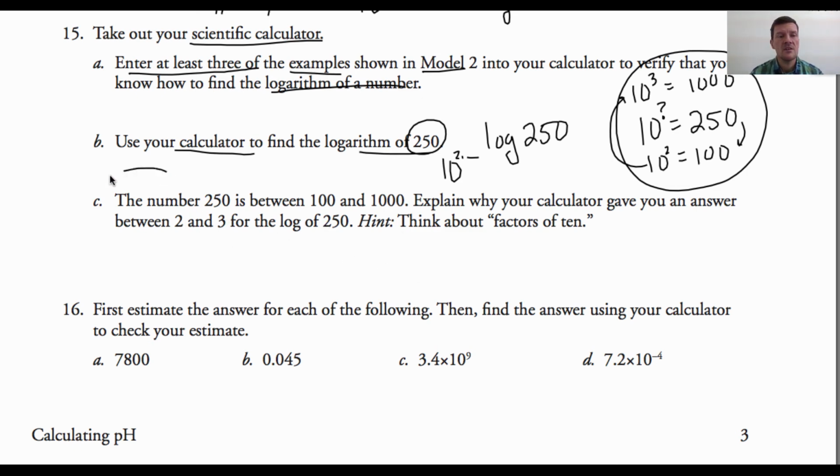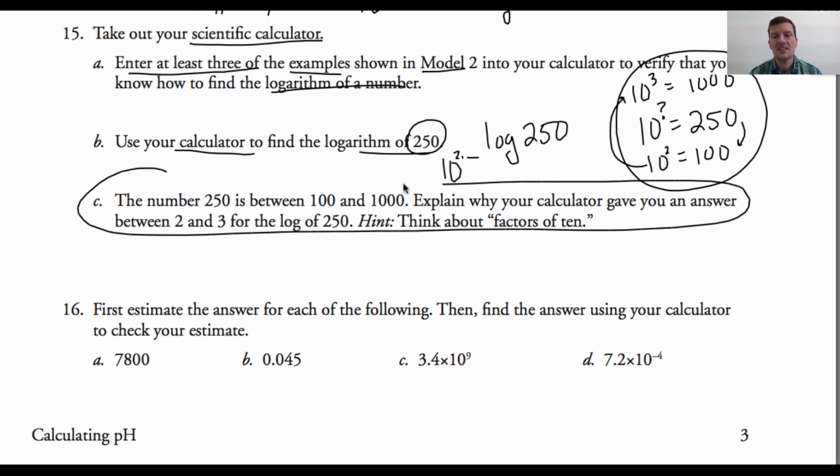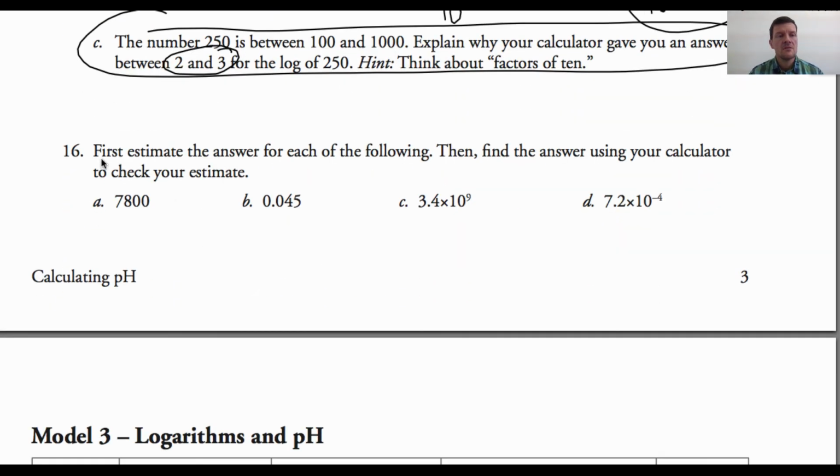All right? Oh, and we just said this right here. So this is saying exactly what I just said. Your answer is going to be between 2 and 3. Okay? First, estimate the answer for each of the following. Then find the answer using your calculator to check your estimate.